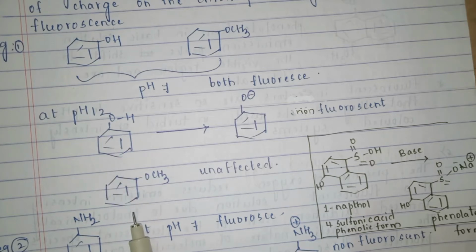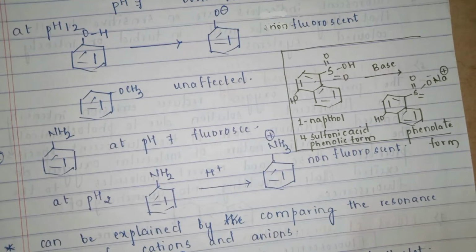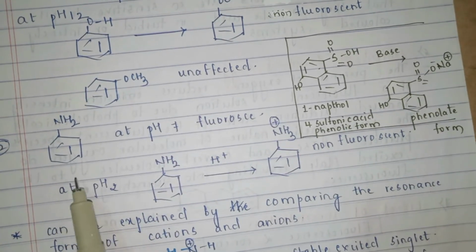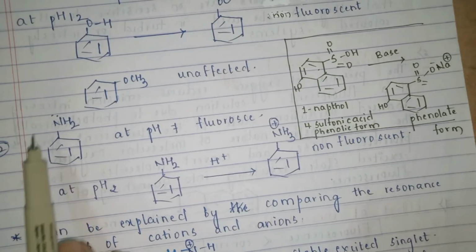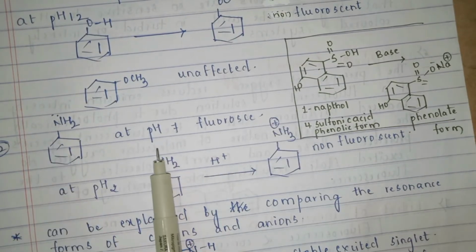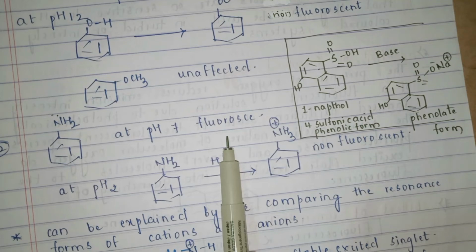But what happens to anisole? It remains unaffected because it is a neutral molecule, and a neutral molecule does not get affected by the addition of either acid or base. Now the same concept, let us look at aniline. Aniline is an NH2 system. It is going to have a lone pair of electrons like this. Now there is a presence of a lone pair of electrons. At pH 7, it is again going to fluoresce. That means the fluorescence phenomenon is seen.